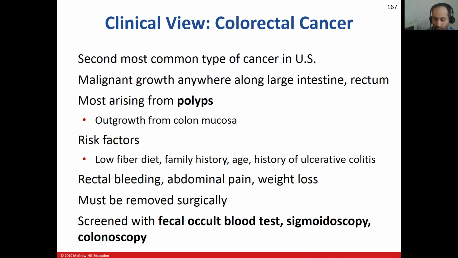And a few tests that you can do that are actually recommended starting age 50 are things like colonoscopy, right? Colonoscopy, where they literally take a colonoscope and they look at the insides of your colon to make sure that there are no tumors or masses protruding there.